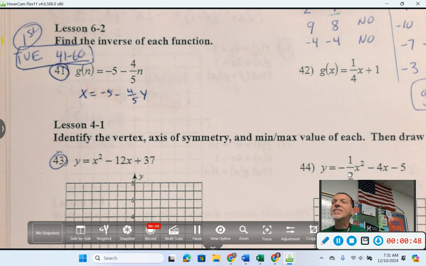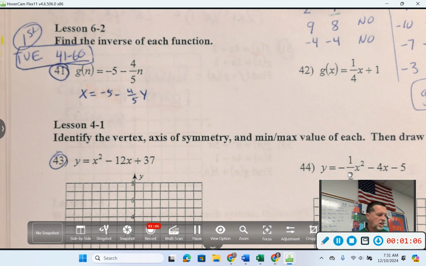All right, number 41. Switch the X and the Y, and then you have to solve for Y. So it's not enough to just switch the X and Y and be done. That'd be nice, I guess. So I got to get Y by itself.